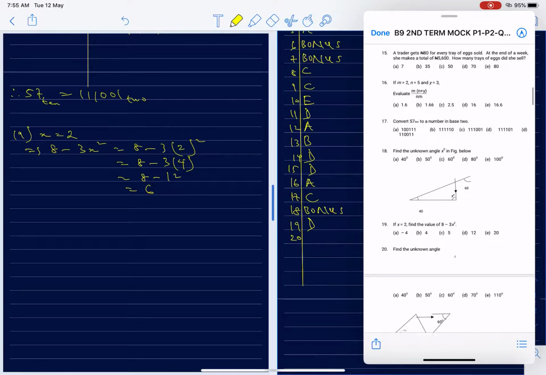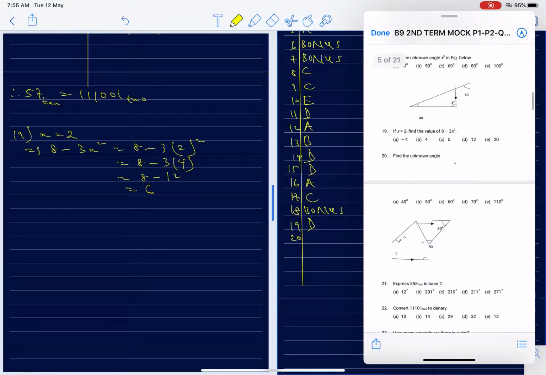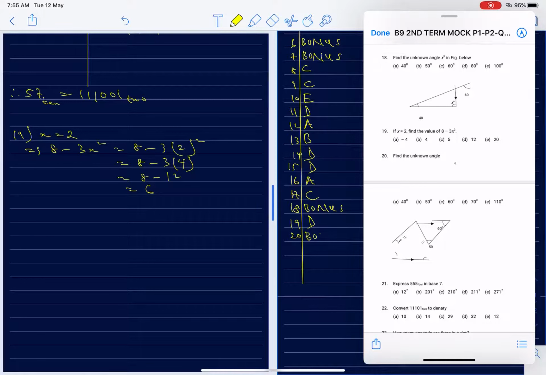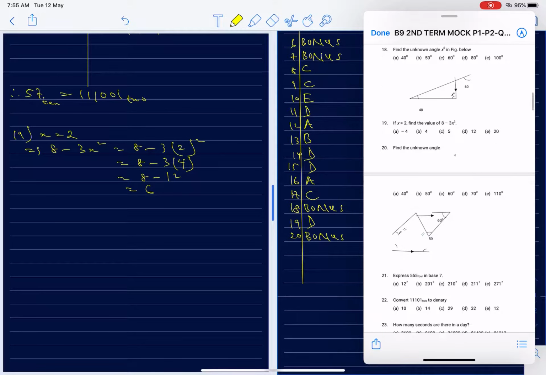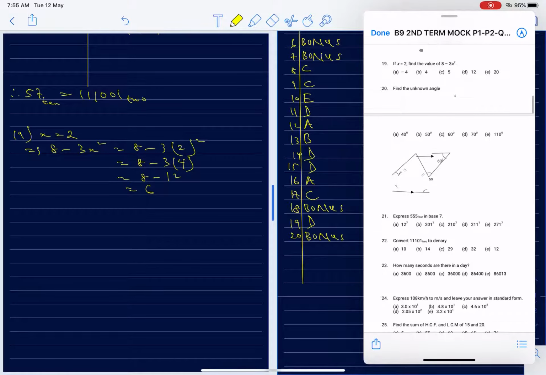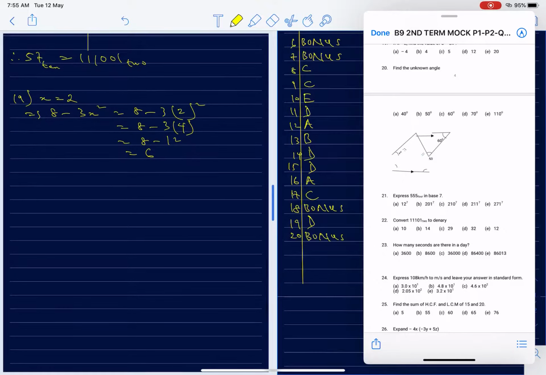Now on to number 20. Find the value of the unknown angle. That's another bonus because the diagram is not clear. 21. Express 555 base 4 in base 7.